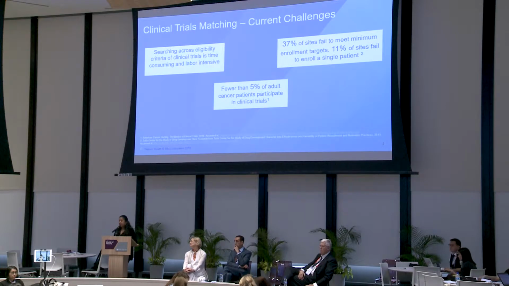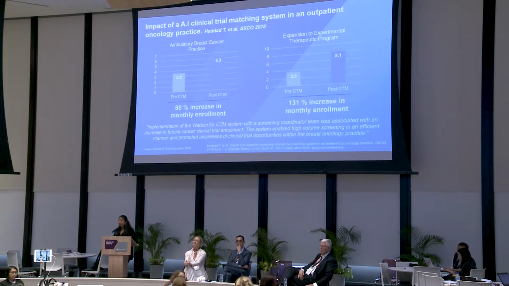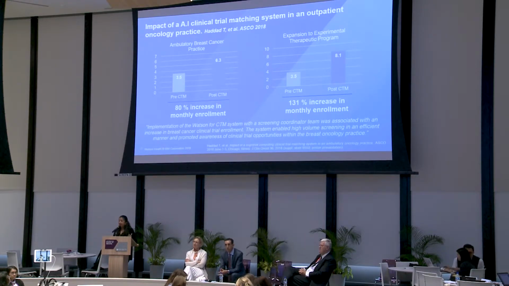So one of the things where, again, AI can play a big role is using that system to do clinical trial matching. This is an 18-month project where, by using AI systems to do clinical trial matching, we increased enrollment from 3.5 patients per month to 6.3 patients per month. And this was for a breast cancer ambulatory practice. Then we did this with the expansion to experimental therapeutic programs, and it went from 3.5 to 8.1 patients per month. So again, here's a very big benefit of a system like this.